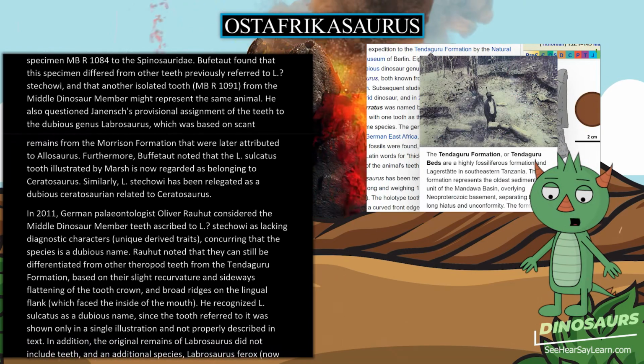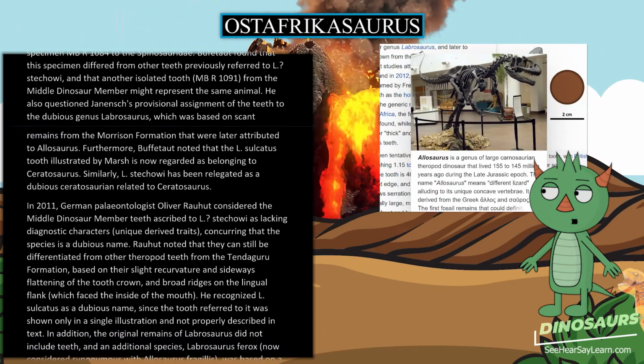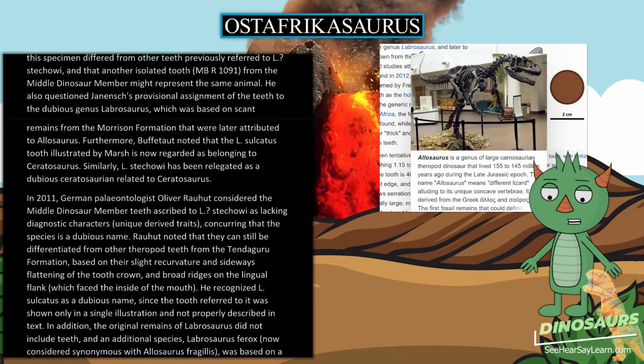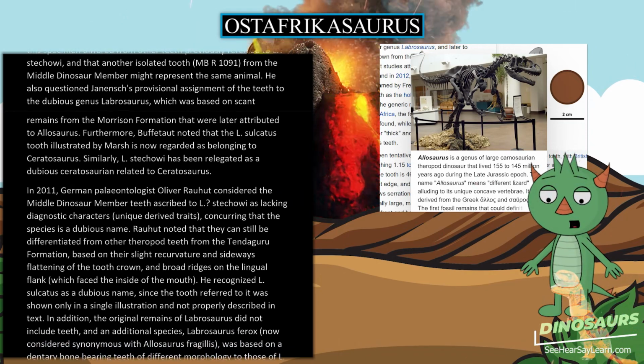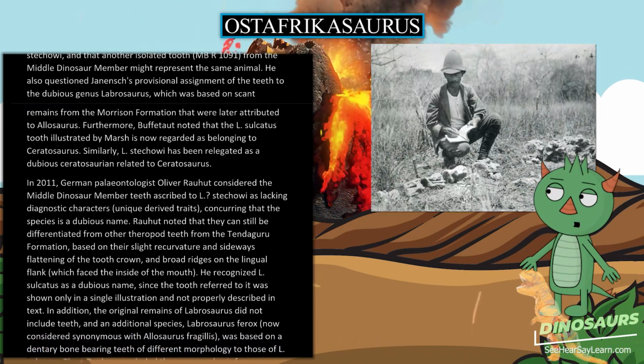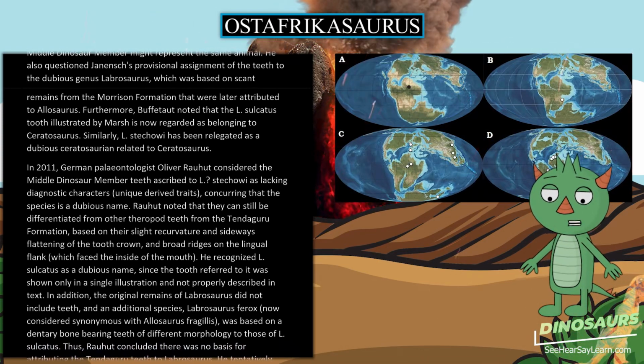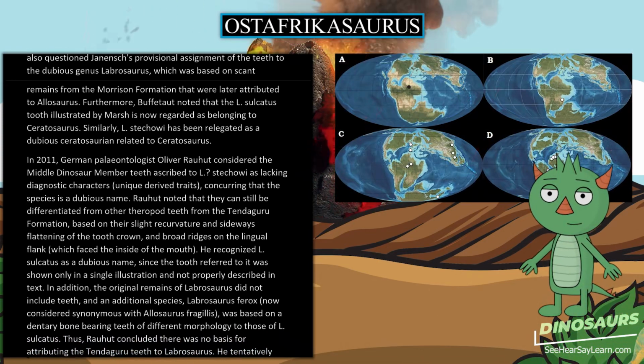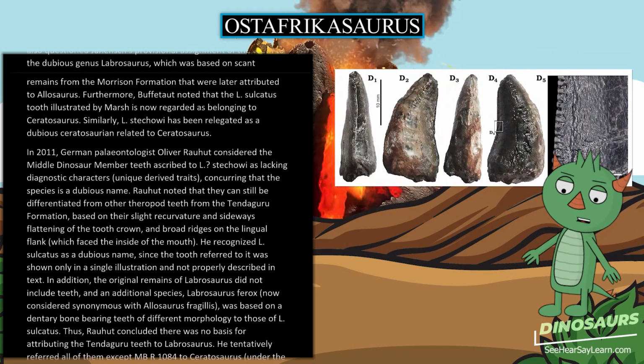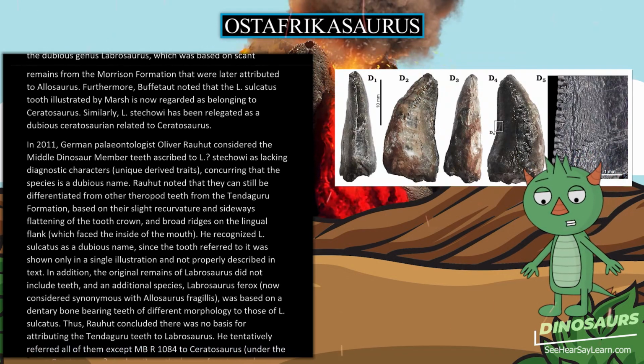Stekoe is lacking diagnostic characters and unique derived traits, concurring that the species is a dubious name. Buffetaut noted that they can still be differentiated from other theropod teeth from the Tendaguru Formation, based on their slight recurvature and sideways flattening of the tooth crown, and broad ridges on the lingual flank, which face the inside of the mouth. He recognized L.